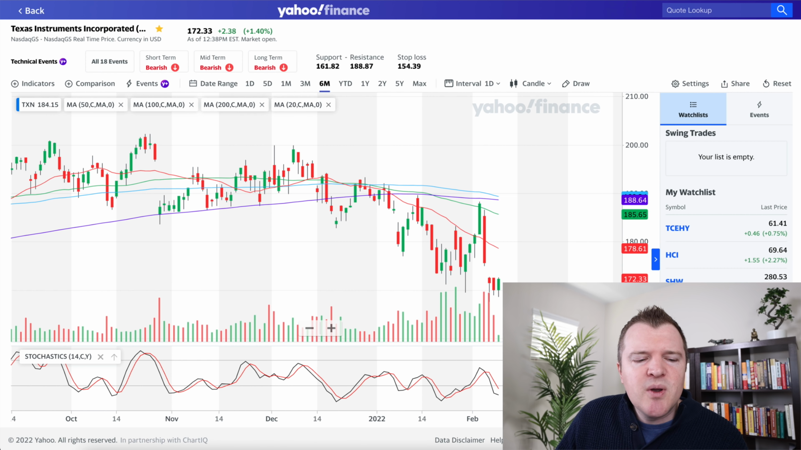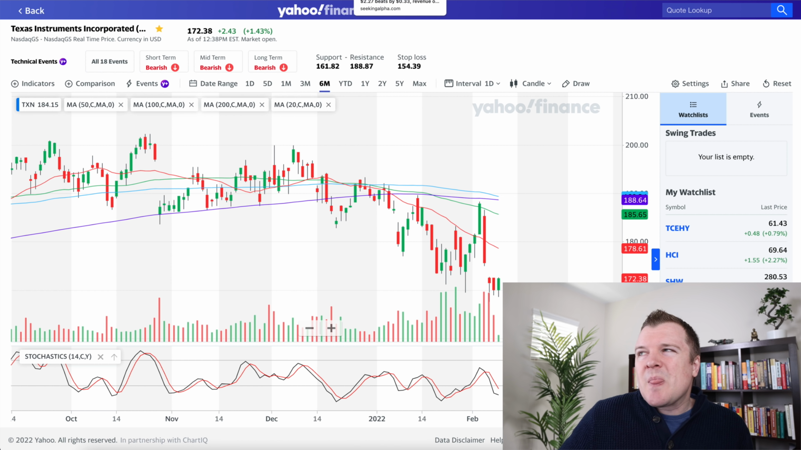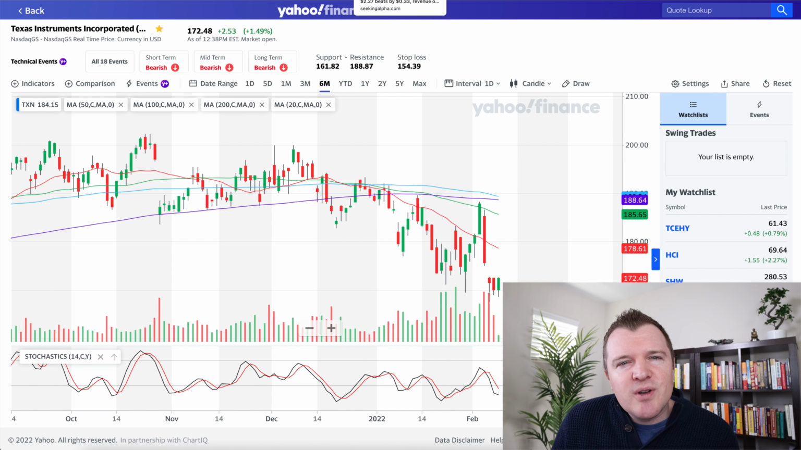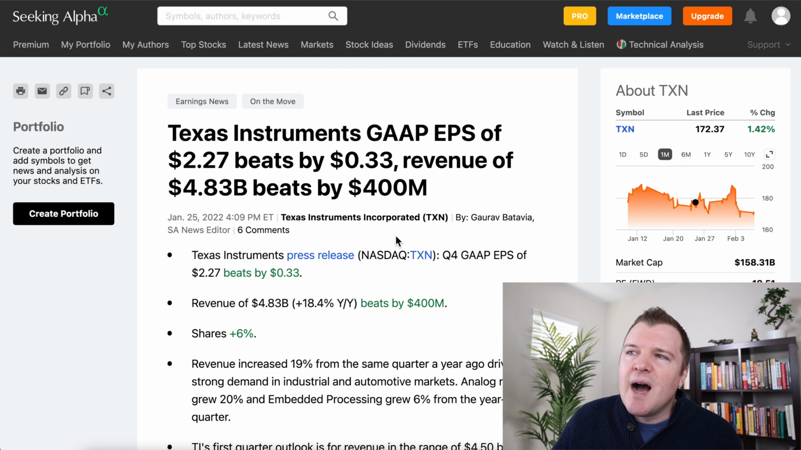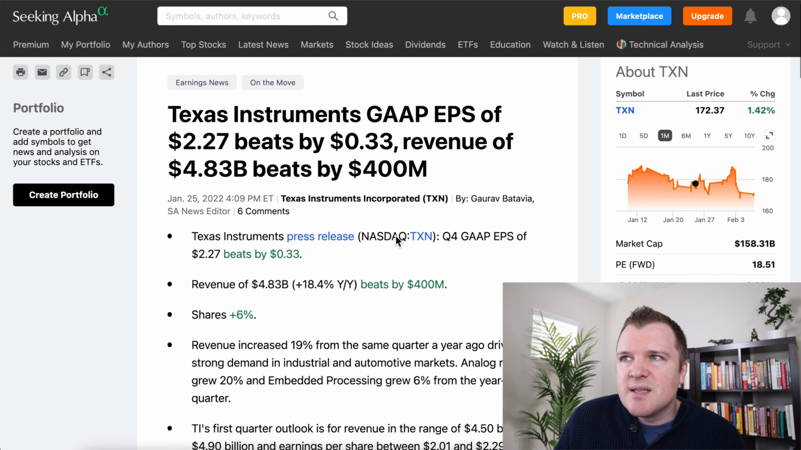And if we experience a broader market sell-off like we did in January, Texas Instruments will sell off as well. And I'll be honest, I'm a little frustrated because Texas Instruments had a really good quarter. I was on the conference call 2 or 3 weeks ago, and Texas Instruments knocked it out of the park.